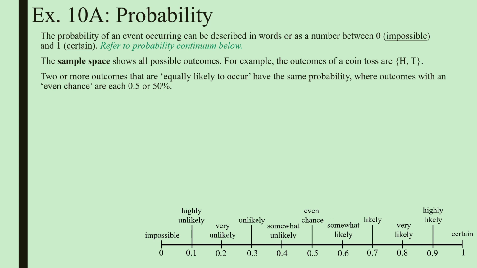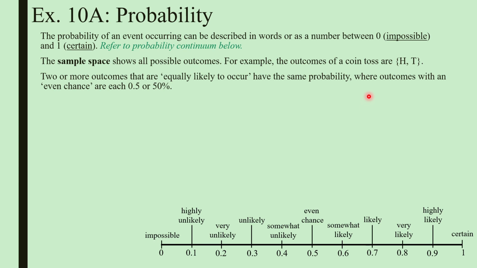Okay, when we refer to sample space, we're talking about all the possible outcomes. So for example, the outcomes of a coin toss are heads or tails. Okay, and we use these squiggly brackets, like these ones here, to show that this is the sample space. So if I flip a coin, I could either flip a head or a tail. I will not flip both on the one turn, okay? But those are my possible outcomes.